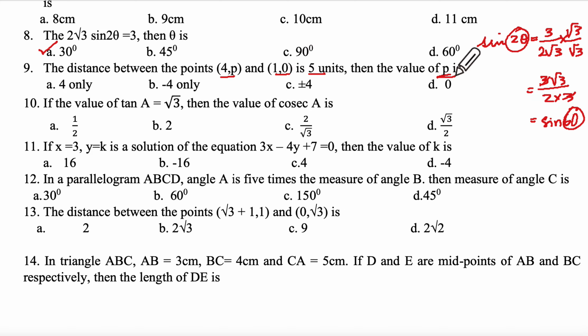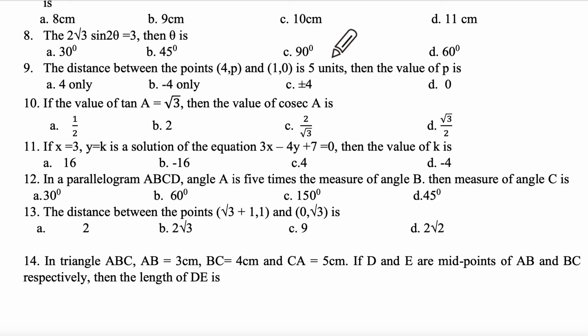Distance between the points is 5 units. The value of P is, again, you have to use the same formula as the first MCQ. Doable, can be done, correct? D equal to under root x2 minus x1 whole square plus y2 minus y1 whole square. Tan A is this. Find the value of cosec A.